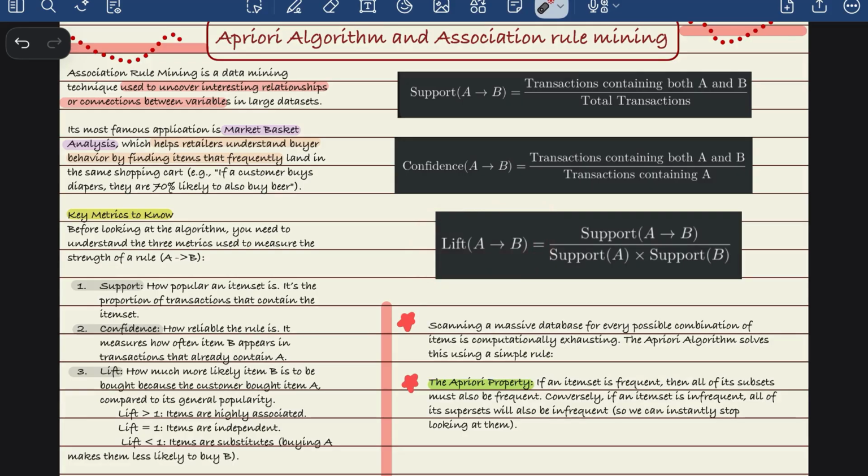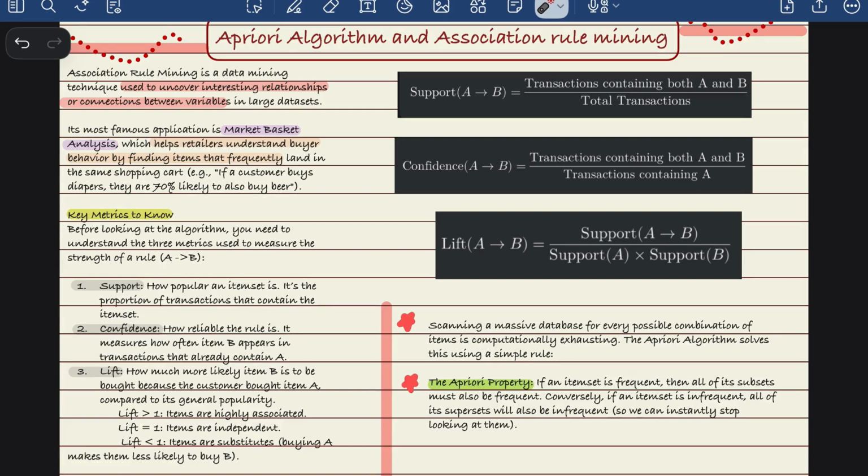If the items are highly associated, then lift is greater than 1. So whenever we get a lift greater than 1, say 2, that means item A and item B are highly associated. That means there is a positive correlation. If the lift is equal to 1, then the items are entirely independent. And if it is less than 1, that means they are substitutes, they are opposites. It means that buying A makes them less likely to buy B. Alright, so these are the three metrics upon which association rule mining is calculated.